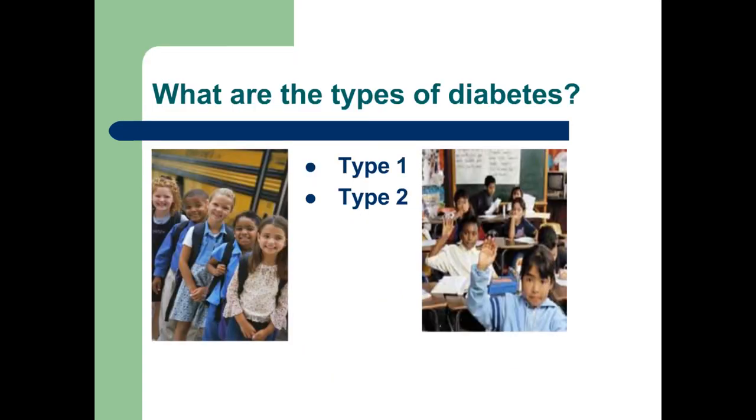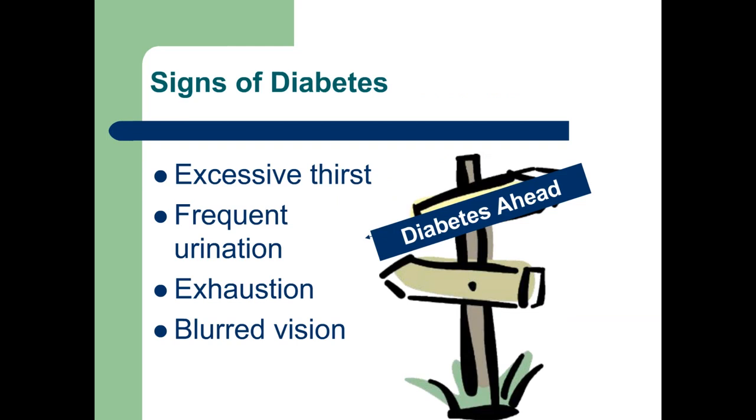There are two main types of diabetes, type 1 and type 2. Both types are chronic conditions that affect daily life. The symptoms of diabetes include excessive thirst, frequent urination, exhaustion, and blurred vision. Symptoms can also include constant hunger and weight loss. If a student complains about these feelings or you observe these symptoms, talk with your school nurse.